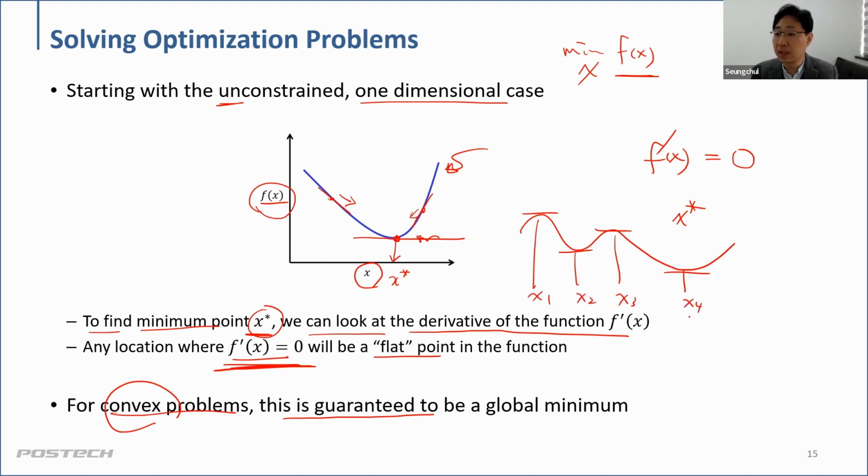So these will be the candidates for the optimal solutions, right? But the good thing is, if it's a convex problem, that's the only solution that we can have, and it's guaranteed to be a global minimum point.